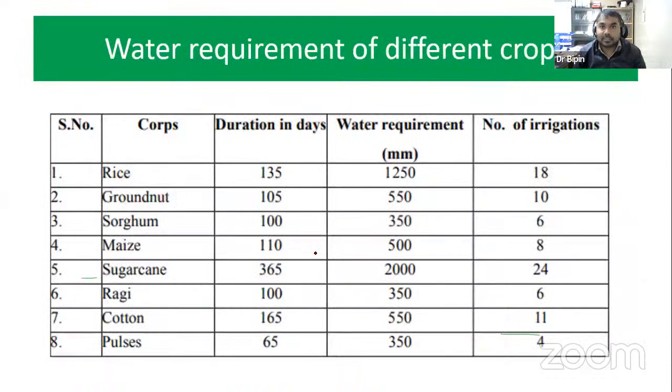So finally, in the table form, you can see here these are the durations: rice duration 135, and this is water requirement. Groundnut 105, sorghum 100 days, and this is the water requirement. Sugarcane, as I was telling, more than 365 days, and that is why you can see because of long duration, it is having 2000 mm. And number of irrigations, even you can see. This is recommended irrigation for all the crops.